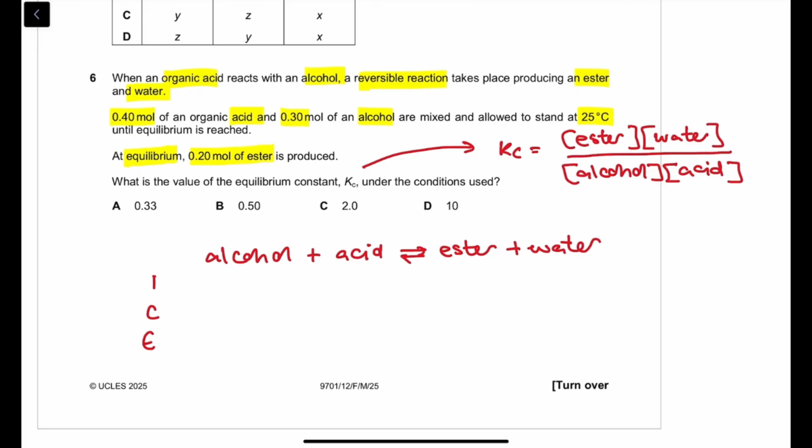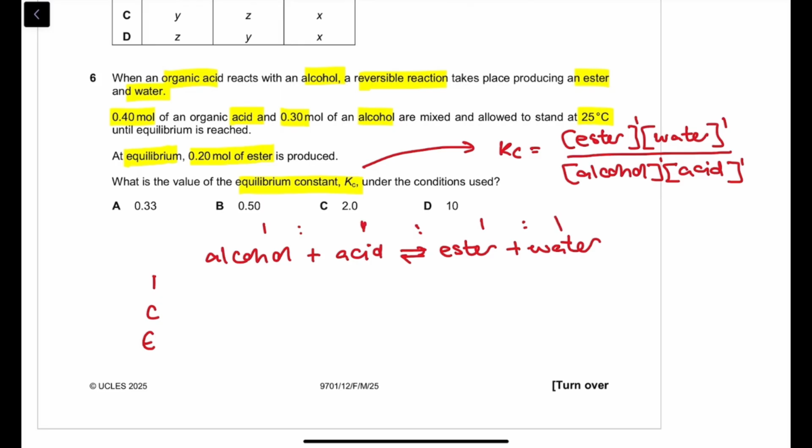What is the value of the equilibrium constant under the conditions used? So Kc is going to be the concentrations of the ester and the water produced, so the products, over the concentration of the reactants multiplied by each other. They're all to the power 1. We don't actually have to write 1 because the reaction is in a 1 to 1 to 1 to 1 ratio.